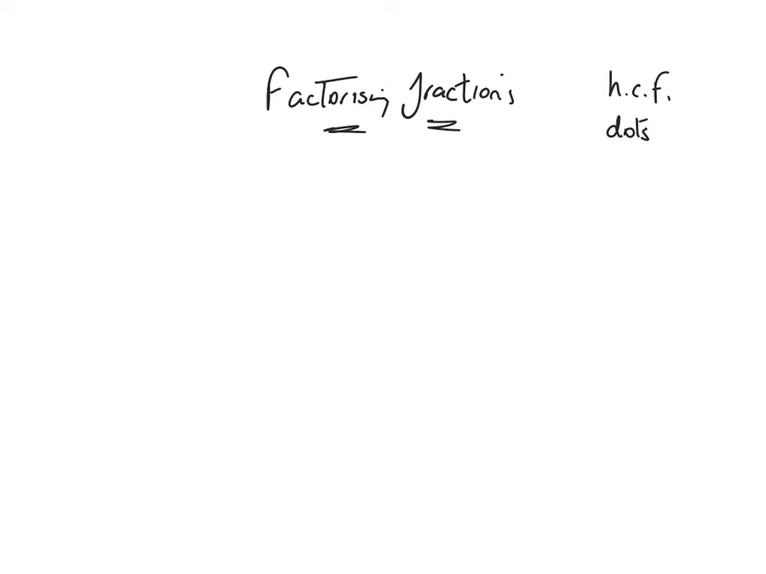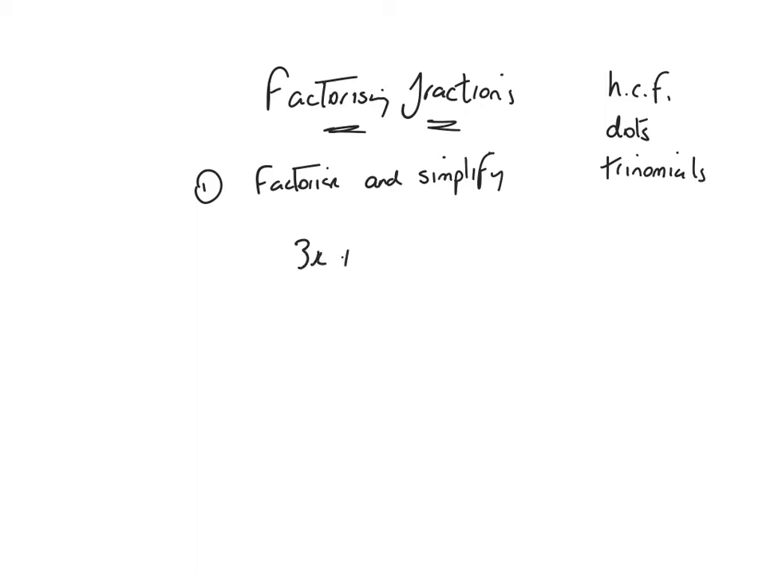Then if there's two terms, there might be a difference of two squares. And if there's three terms, you might be dealing with a trinomial. So let's get started with what this might look like. Okay, right, question 1. We're going to factorise and simplify 3x plus 9 over x squared minus 9.